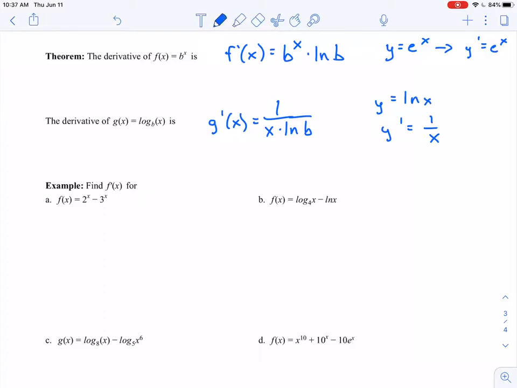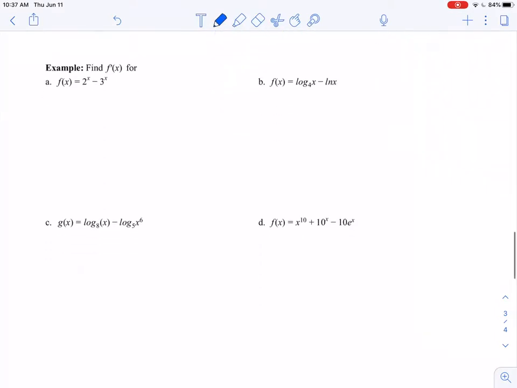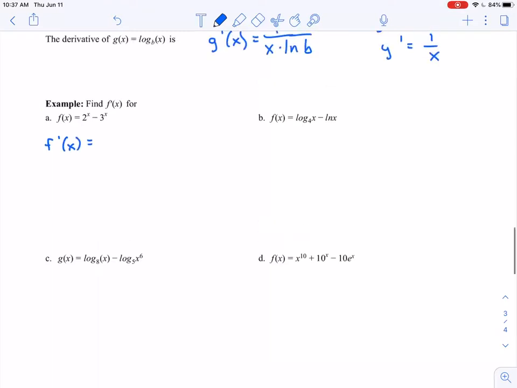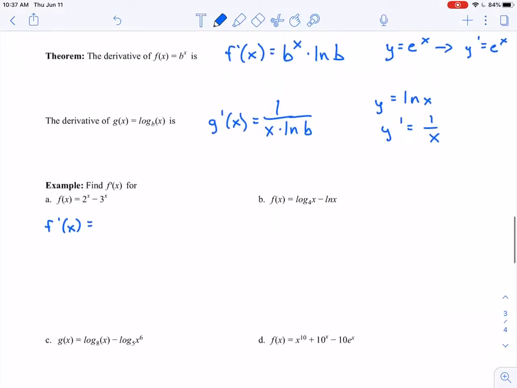So let's practice looking at a few derivatives. Here I have f of x equals 2 to the x minus 3 to the x. So when I go to take the derivative, f prime of x, and actually let me scroll up here so I can look at my formula. So okay, if I have 2 to the x, then the derivative should look like 2 to the x. So 2 to the x, that part stays exactly the same.